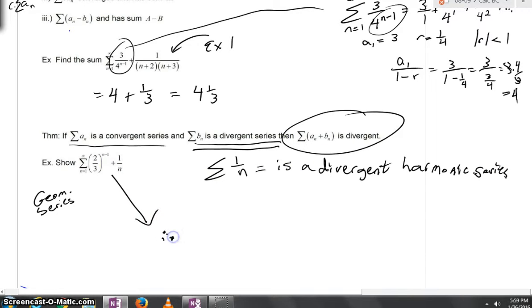So therefore, this series diverges. One part of its formula has a divergent series within it. So regardless of whether your first series is convergent or divergent, it really doesn't matter.